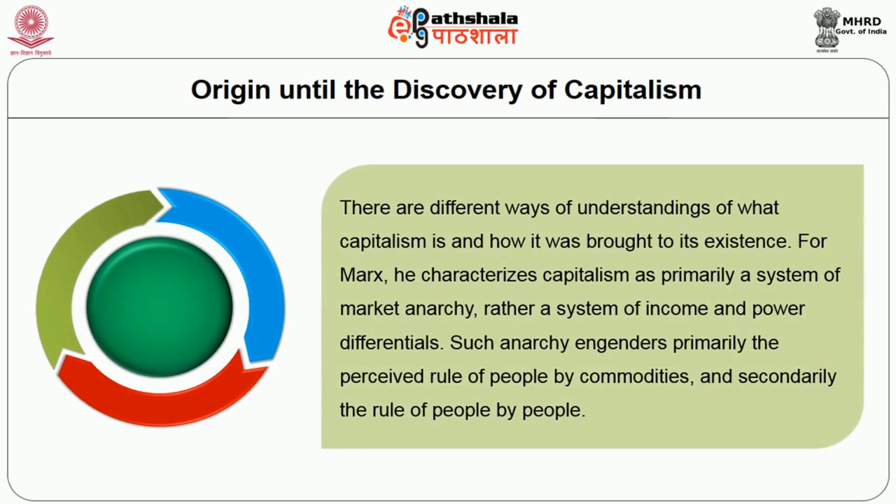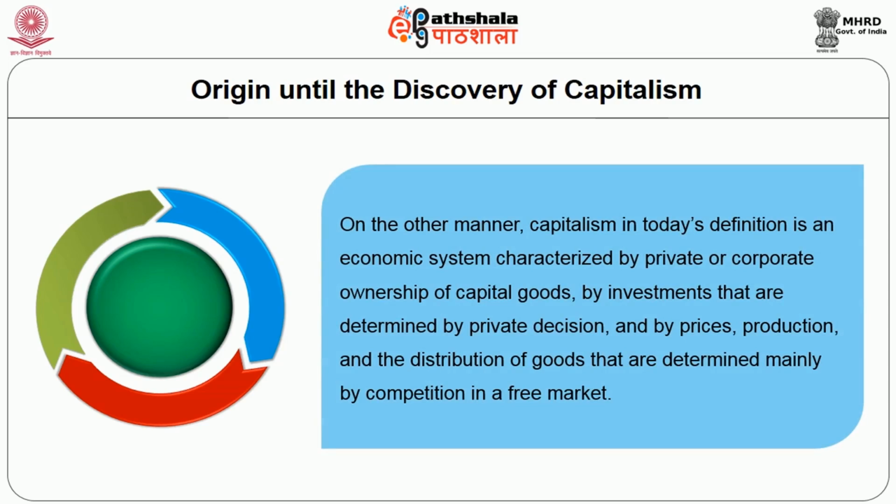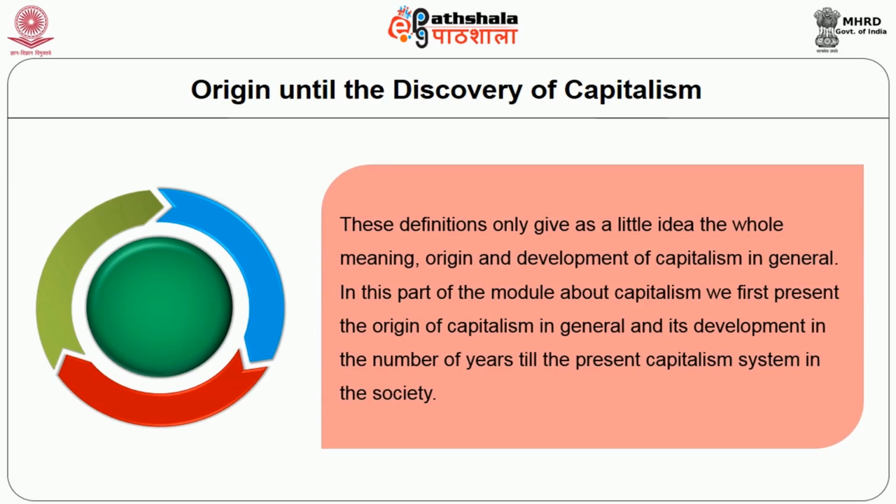There are different ways of understanding what capitalism is and how it was brought into existence. For Marx, he characterizes capitalism as primarily a system of market anarchy, rather than a system of income and power differentials. Such anarchy engenders primarily the perceived rule of people by commodities and secondarily the rule of people by people. On the other hand, today's definition of capitalism is an economic system characterized by private or corporate ownership of capital goods, by investments that are determined by private decisions, and by prices, production and the distribution of goods that are determined mainly by competition in a free market. These definitions only give us a little idea of the whole meaning, origin and development of capitalism in general.